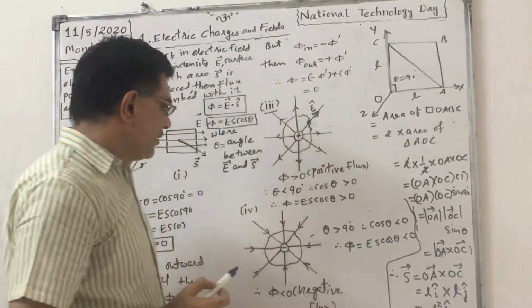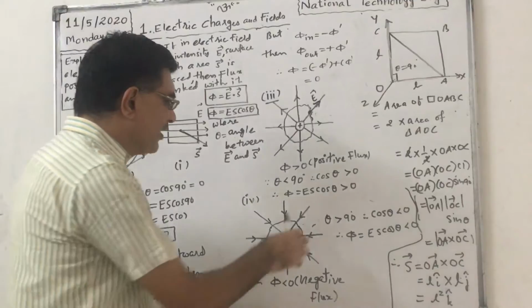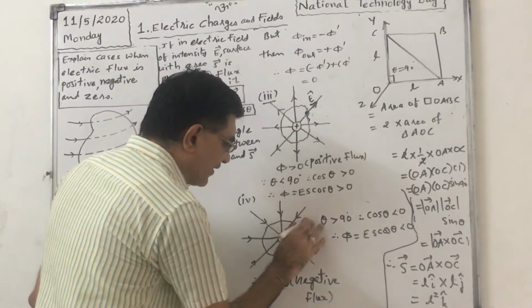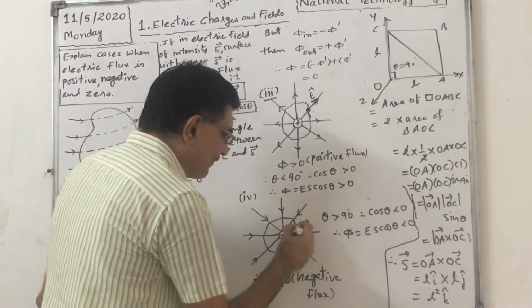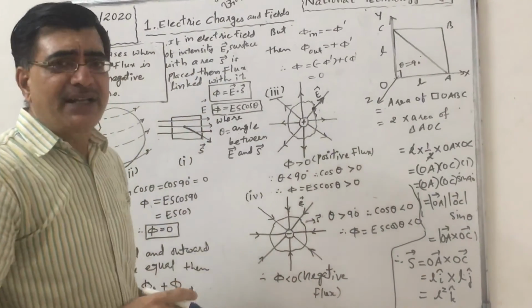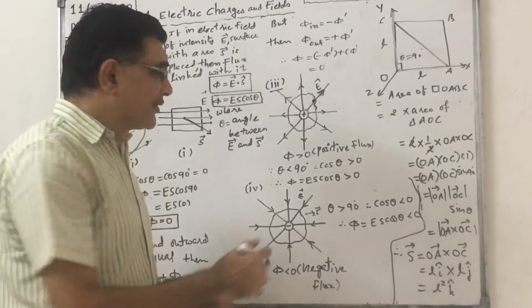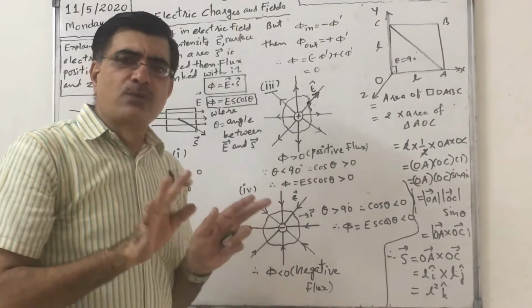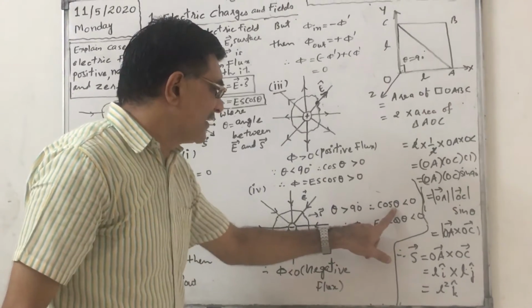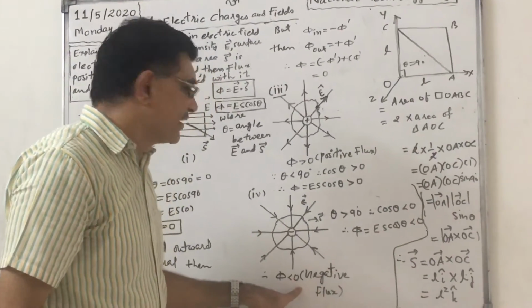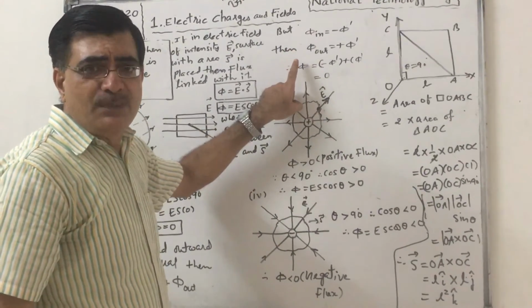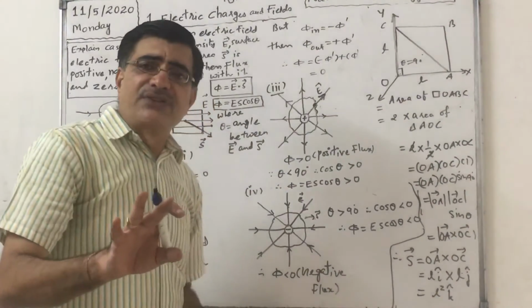Now suppose a negative charge. We know that field lines will be entering it. This is the surface we have considered. Suppose we consider this surface area, then the angle between E and S is more than 90. If they are just opposite, it will be 180. Otherwise, it is more than 90. In the second quadrant, cos is negative. So theta is greater than 90, cos theta is less than 0, so flux is negative. Thus, outward flux can be considered positive and inward flux negative.